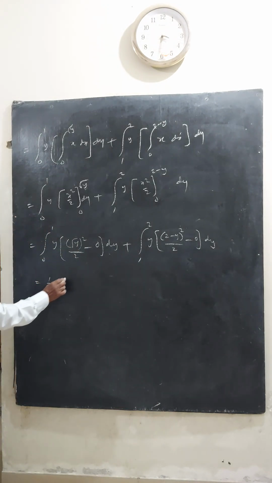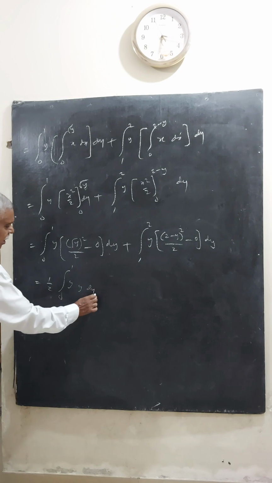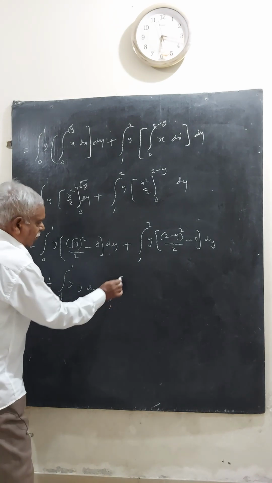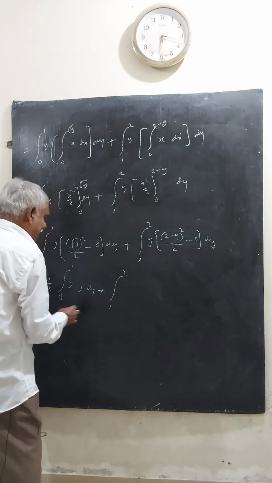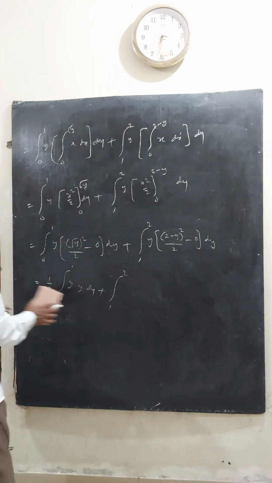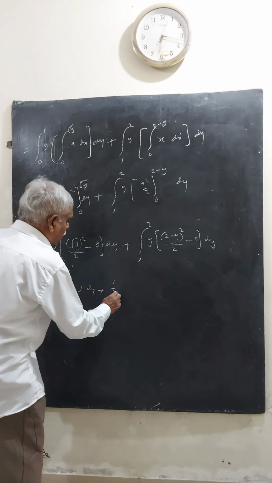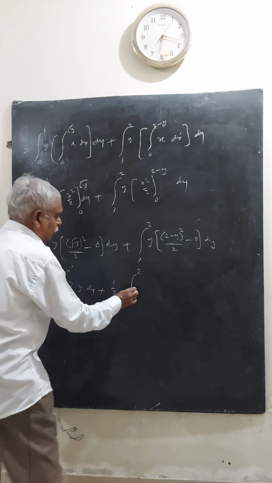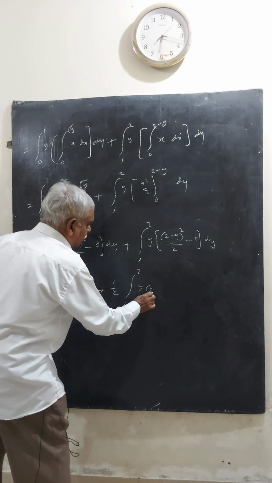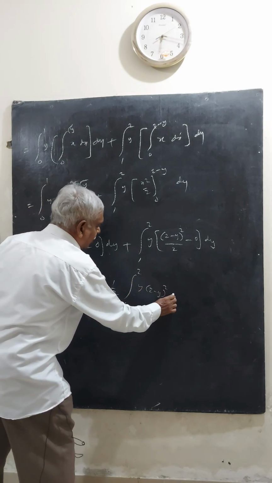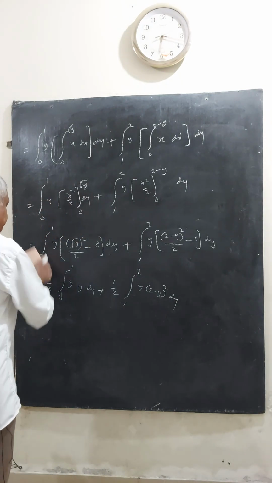Taking 1 by 2 out, 0 to 1 y, root of y whole squared is only y, dy, plus 1 to 2, this 1 by 2 taken out, 1 by 2, 1 to 2, y into 2 minus y whole squared dy.